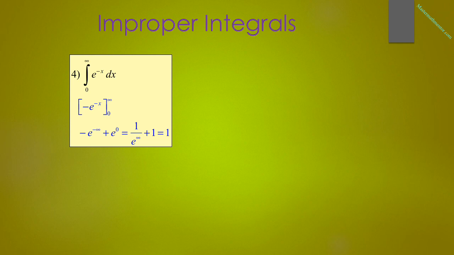We take some liberties, as mentioned before, with notation. There is really no such thing as e to the infinity. It really should be stated as a limit. However, it is easier to write it in this form.